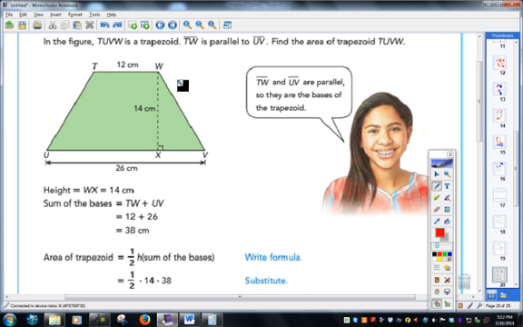Now, it says here that side TW and UV are parallel. So they are the bases. I know that whatever my parallel sides are, those are the bases. The bases are always parallel. Let's write that. The bases are always, it's a crazy W, parallel. The bases are always the parallel sides, and there's only one set of parallel sides in every trapezoid. Okay? So, you can see what they did here.